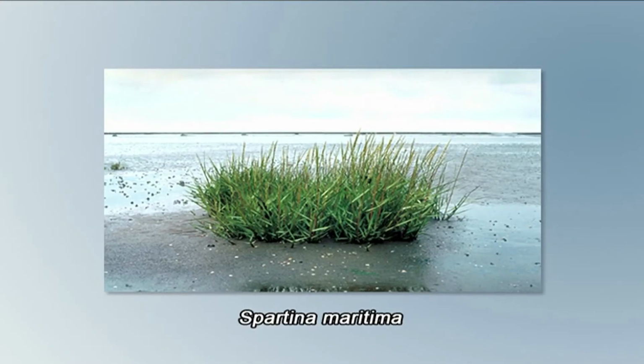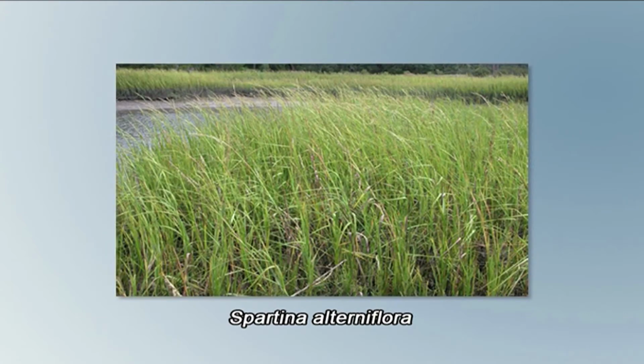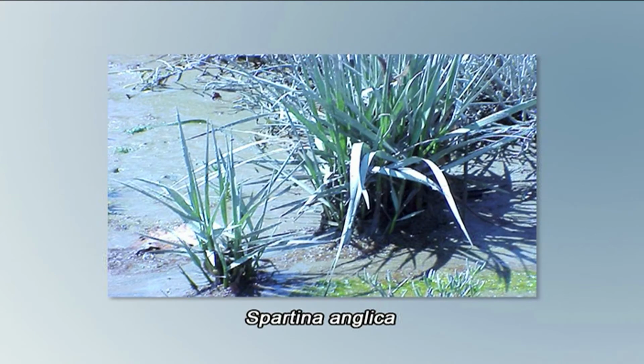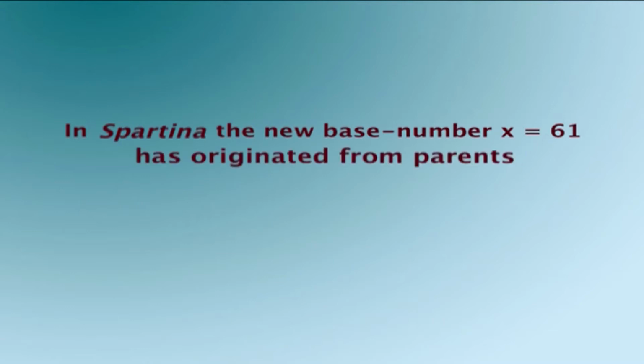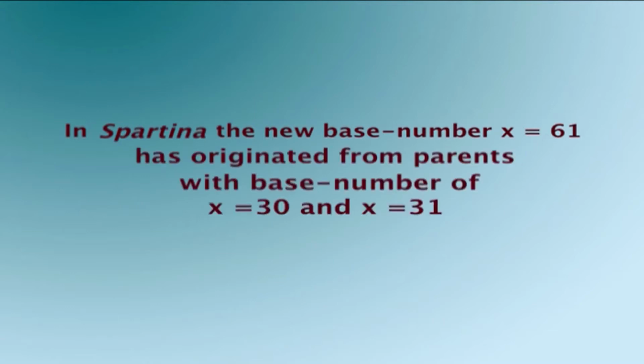For example, the three species Spartina maritima with 2n = 60, Spartina alterniflora with 2n = 62 and Spartina angelica with 2n = 122. In such cases, the derived allopolyploid possesses a new base number. In Spartina, the new base number x = 61 has originated from parents with base numbers of x = 30 and x = 31.